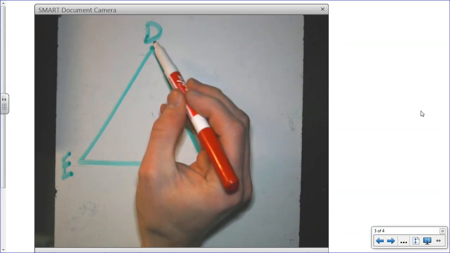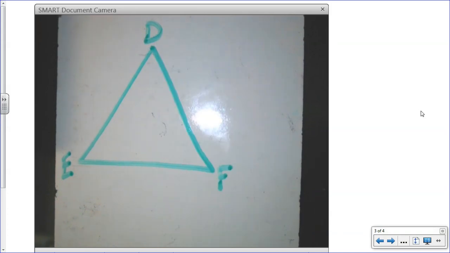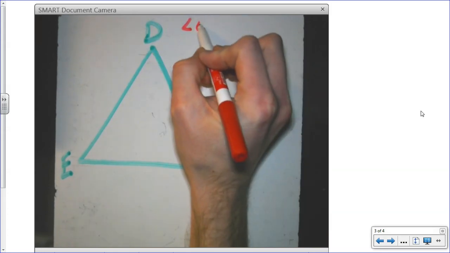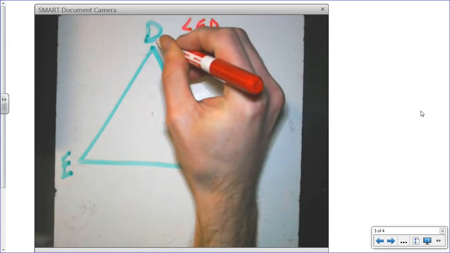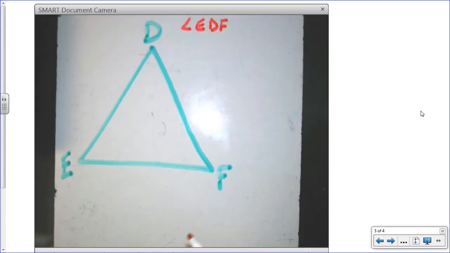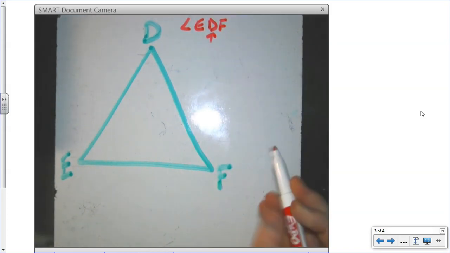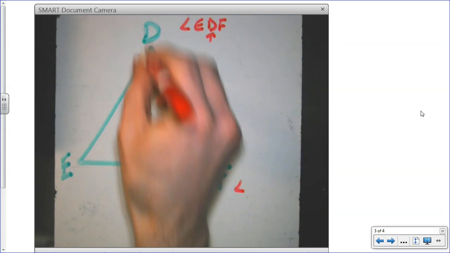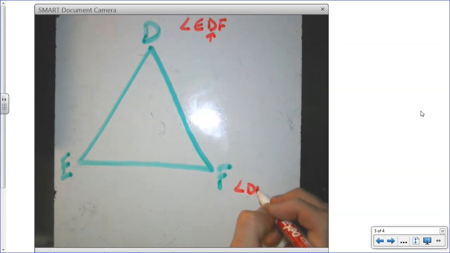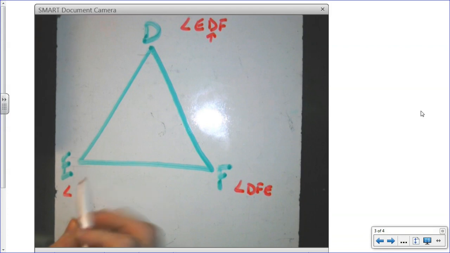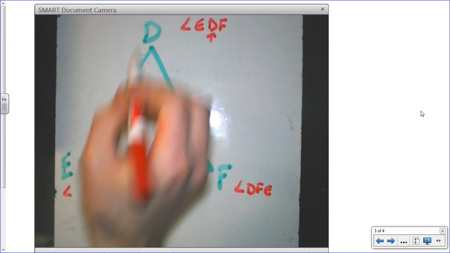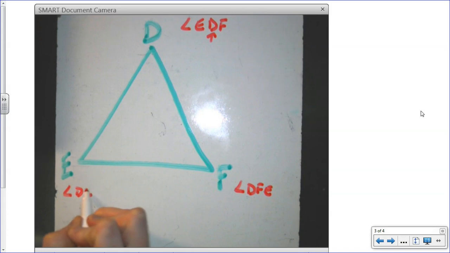Okay, so this angle up here, yeah, we could call it angle D, but remember, when we form an angle, we use line segments to make angles. So this up here is angle EDF, because I started at E, I went to the D at the middle point, and then down to the F. Okay, so notice how the angle letter is in the middle. Okay, over here, I have angle DFE. I started at D, went to F, and went to E. And then down here, I have angle DEF. Start at D, go to E, and over to F.